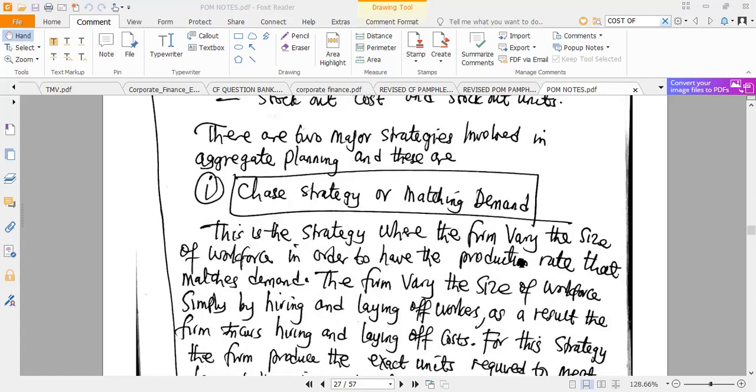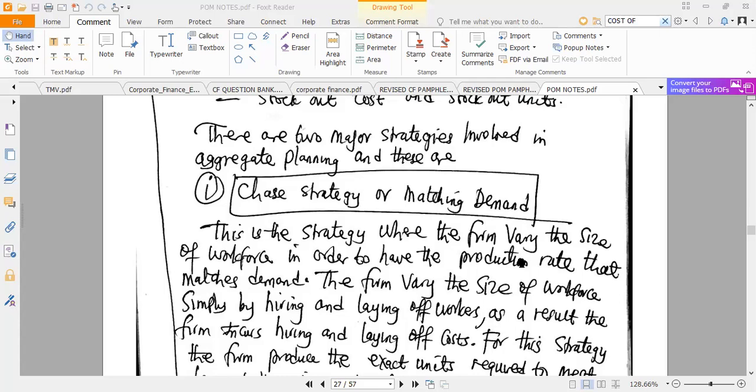As we are looking at strategy one for aggregate planning, we have the chase strategy. We don't want to maintain the size of workforce. The main agenda here is that you need to vary the size of workforce for the chase strategy. It's also called matching demand. So you vary the workforce by hiring and firing workers.